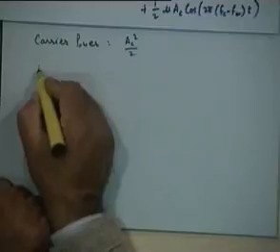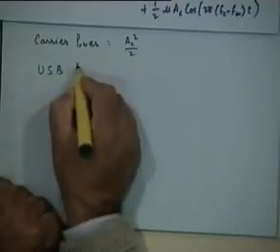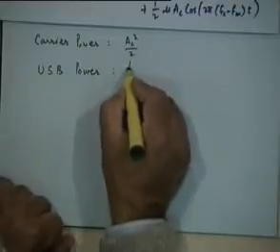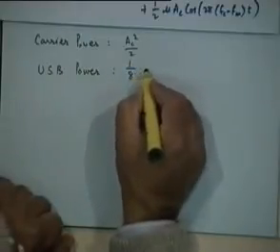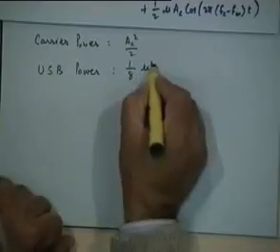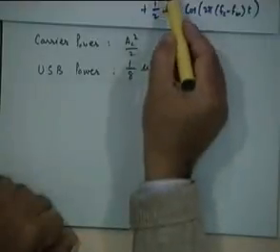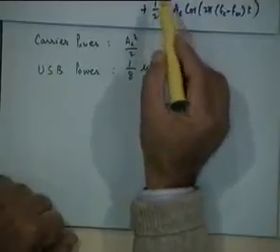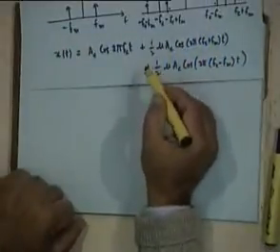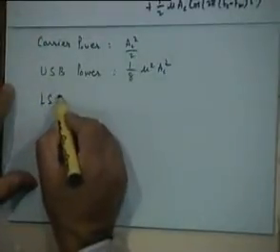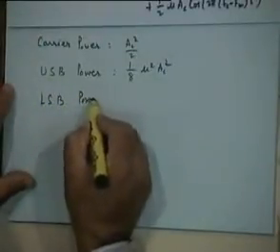What about the upper sideband power? This will be 1 by 8 mu square A sub c square, right? Half of the square value of this amplitude, right? Similarly, the lower sideband power would also be the same.